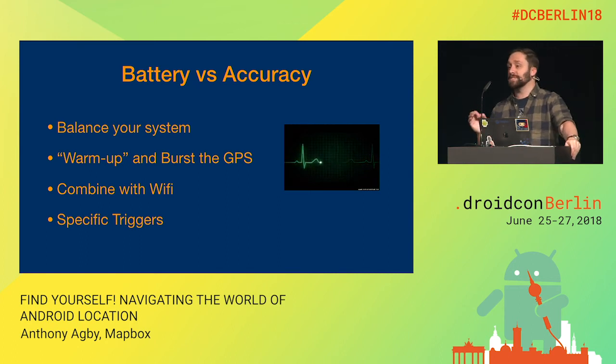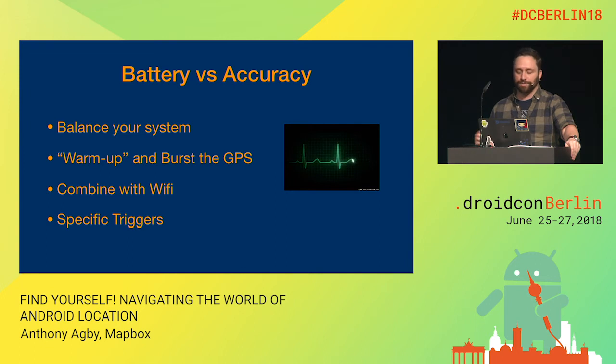Also, you need to think about specific triggers. And what I mean by this is, when are you going to turn on the location services? Is it as soon as this app opens? Are you going to turn on briefly to get a location, then turn it off until they need to start a navigation route? What is the reason you're using location in your app, and only use it for those purposes, or you're going to cause battery issues.